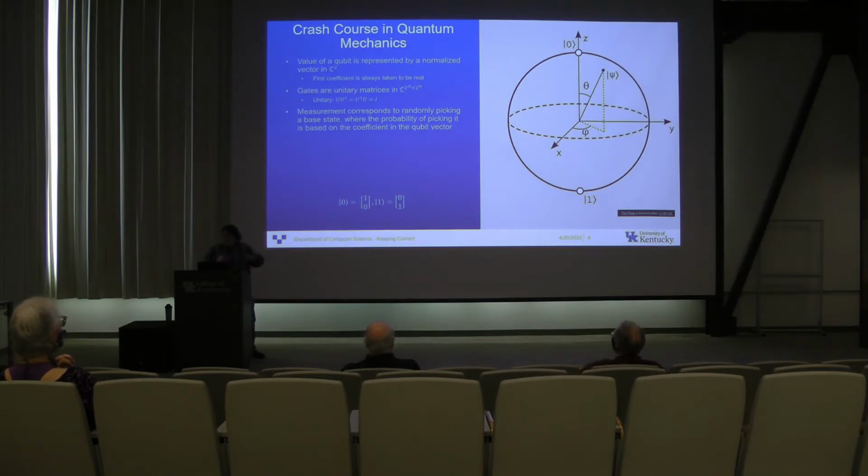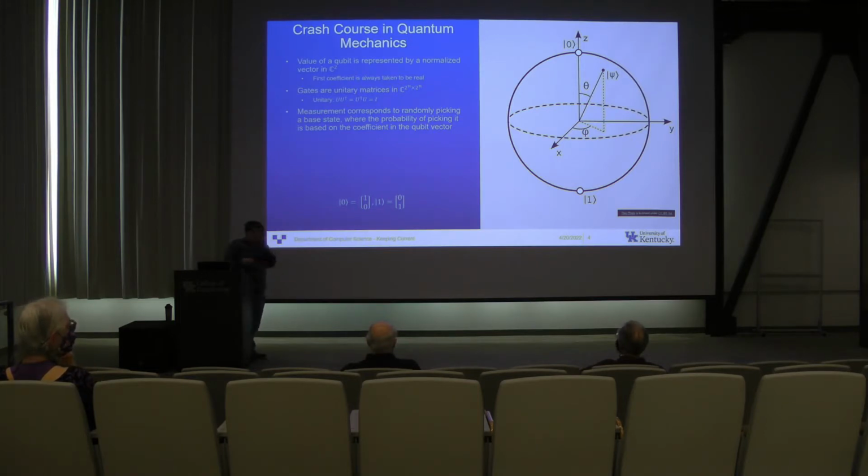The mechanics, again, very briefly. The value of a qubit, what state it's in, can be represented as a normalized vector, a two-element vector with complex numbers. There are some rules and reasons behind it, but the first coefficient is real. So ultimately you can represent the state pictorially as this diagram here called a Bloch sphere, with the idea that the base states, 0 and 1, are basically along this z-axis right here. Obviously the top is 0, and the negative is 1.